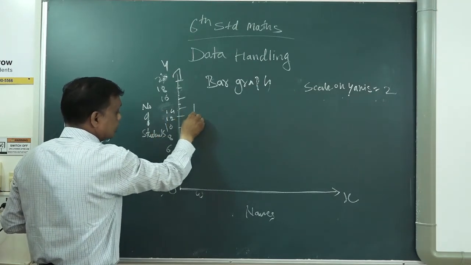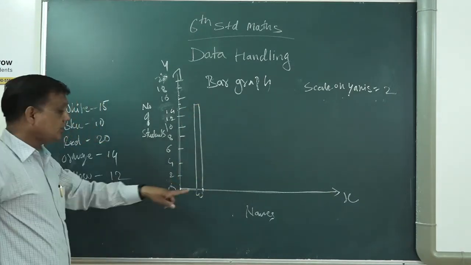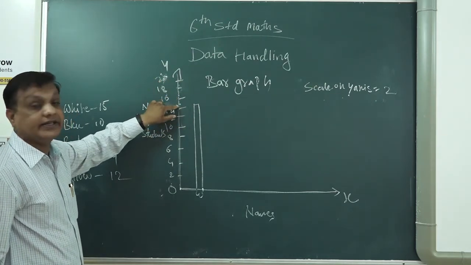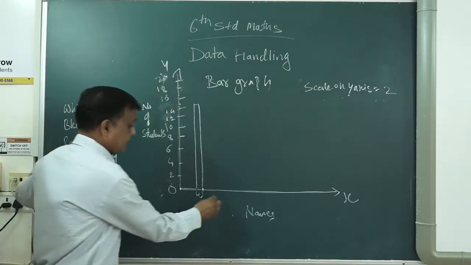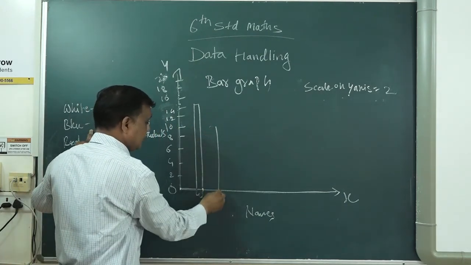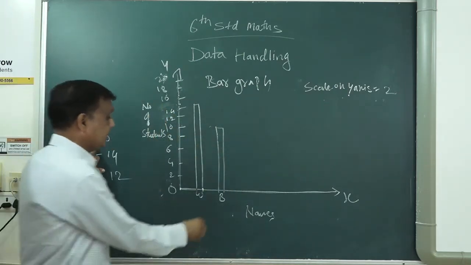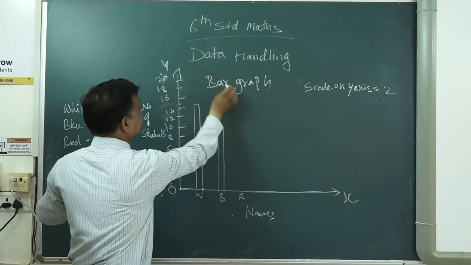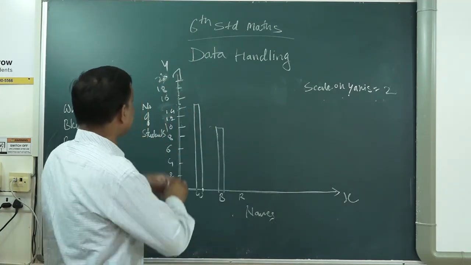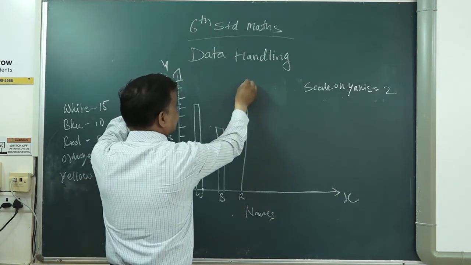So I have to draw one small rectangle here, up to 14, 15, 16, because the gap between them gives us 15. Now next is blue. Blue is 10. So you have to go up to 10 and draw the bar. It is a rectangle. Next is red. Red is 20, so we have a 20 directly. You go to 20 and draw one rectangle bar.